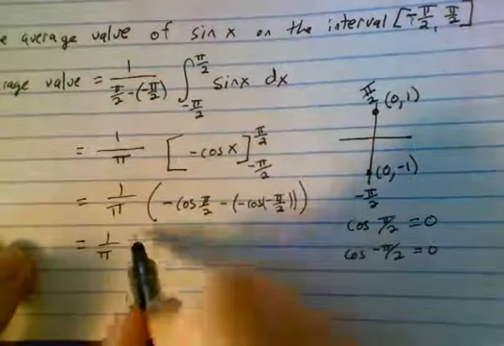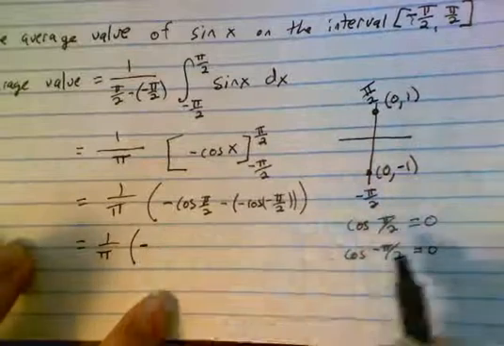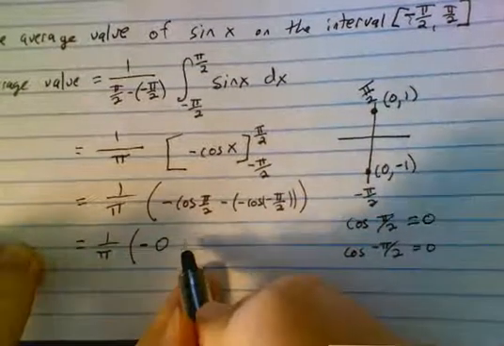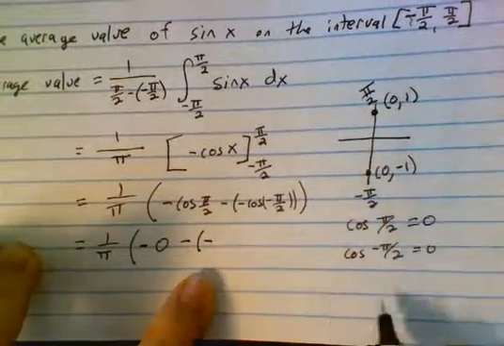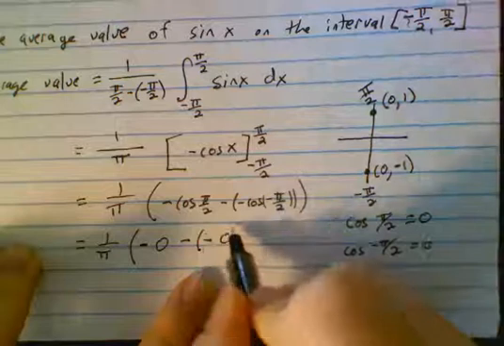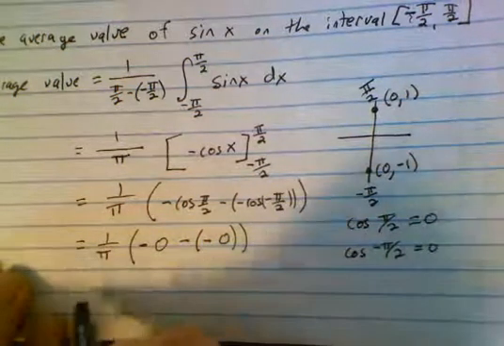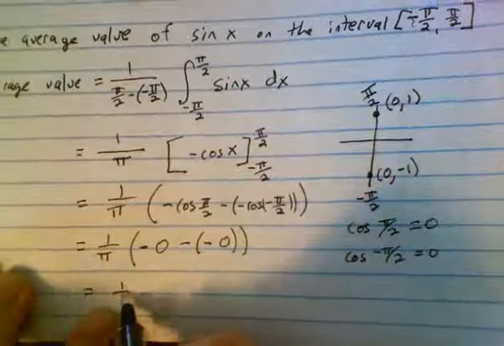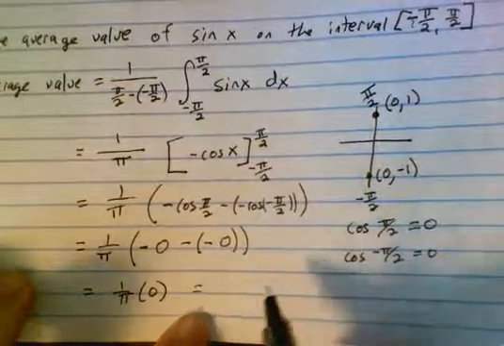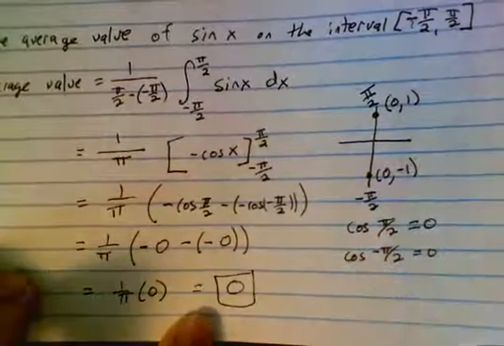So we've got 1 over pi. Cosine of pi over 2 is 0. We're going to subtract a negative cosine of negative pi over 2, which is also 0. So negative 0 plus 0 is still 0. Anything times 0, good old 0.